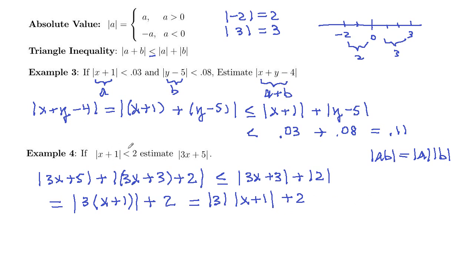And then what do we know? Well, we know x plus 1 is less than 2. So we know that this quantity is less than 2. So then that means that this whole expression is going to be less than 3 times 2 plus 2, right? Absolute value of 3 is 3. I took my absolute x plus 1, I replaced it with a larger estimate, 2, and then my plus 2 is on the end. So that's 3 times 2, 6, plus 2, 8. So we know that if x plus 1 is less than 2, then absolute 3x plus 5 has got to be less than 8.